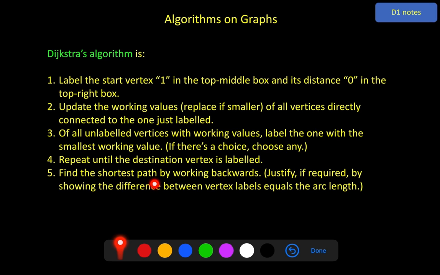Then you find the shortest path, which is the whole point of the algorithm, by working backwards. That should be fairly easy, unless it's quite a long path, but it should be easy because you'll have worked your way through it in the minutes before doing this. However, you might have to justify your answer. If you have to explain how you know that it's the correct path, then you have to show the difference between the labels equals the arc length. Again, that'll make more sense as we do an example.